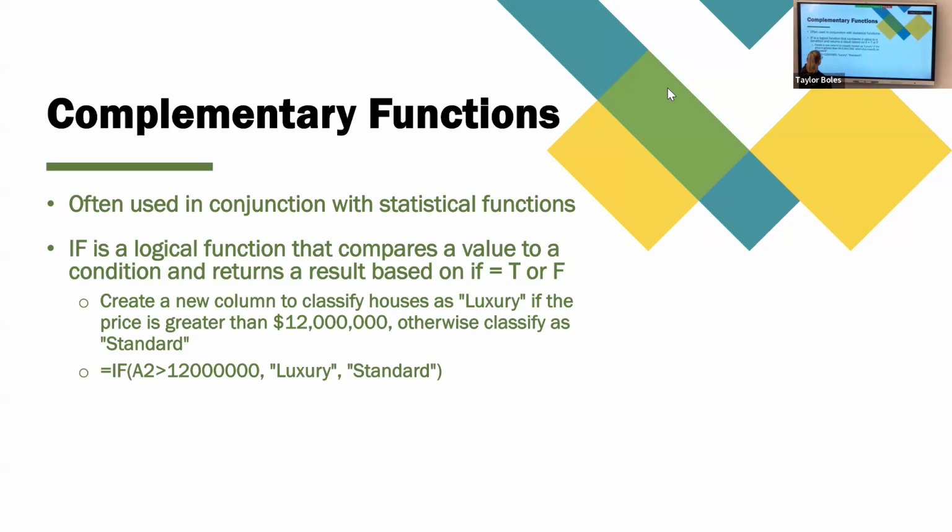You would go equal IF, select from A2, which A is your price column, and then you would put in your threshold, is greater than, in this case, 12 million. And then put in luxury or standard, and it would give you an output.